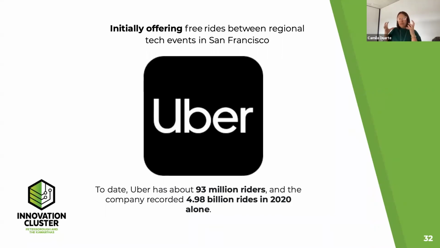Uber captured the product market fit by initially offering free rides between regional tech events in San Francisco. They didn't target everyone. They didn't start big. They started by testing what happened if they offered free rides between events in the tech hub, right? And Uber's co-founders recognized that the taxi system was expensive and outdated and few people used it. So once the Uber app gained steam, Uber offered 50% discounts for first-time users.